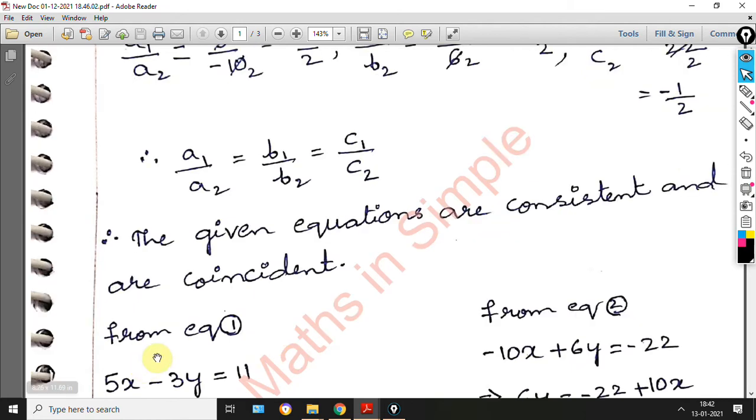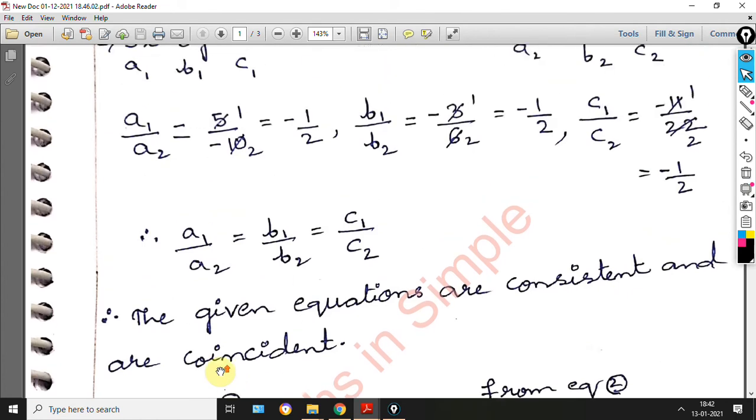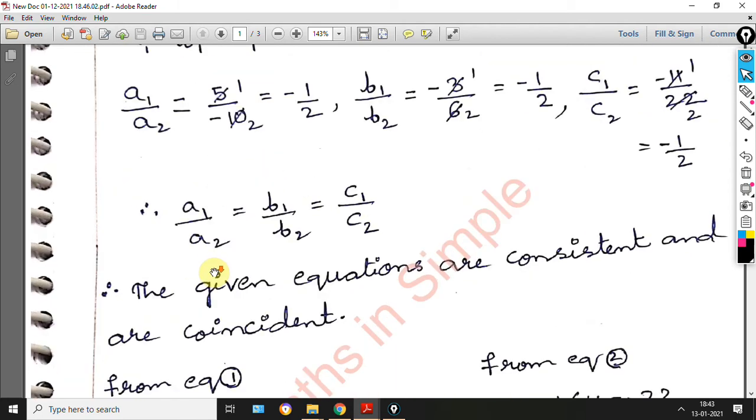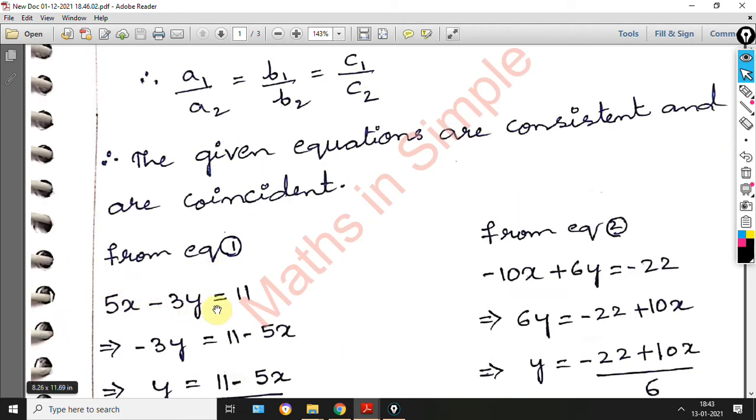So to draw the graph, what are we doing? We take equation number 1. We are writing equation number 1 here. What is equation number 1? This is equation number 1: 5x minus 3y equal to 11. That only we are writing here.